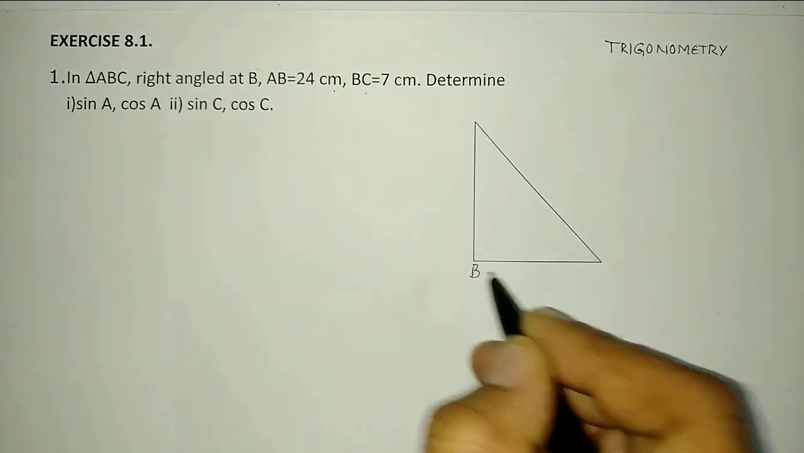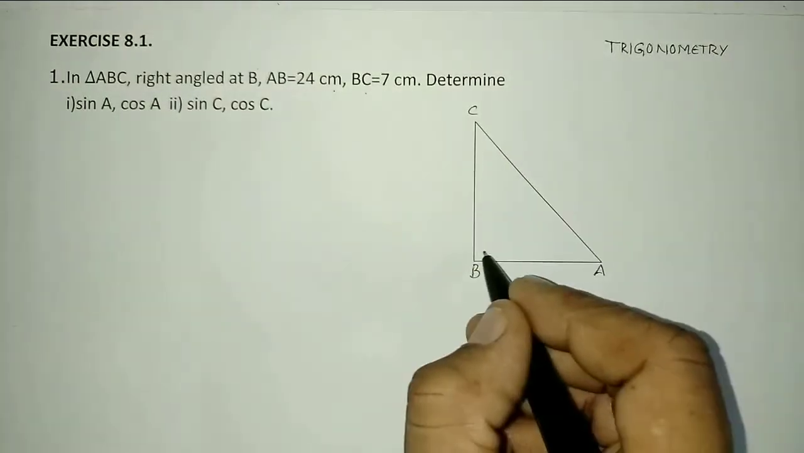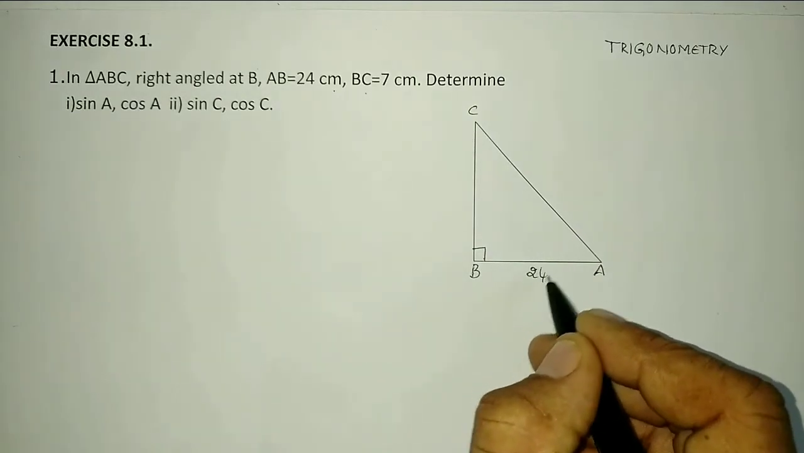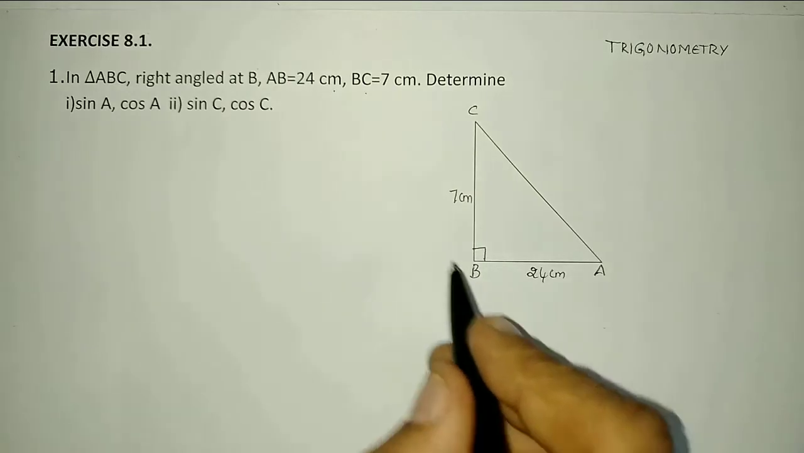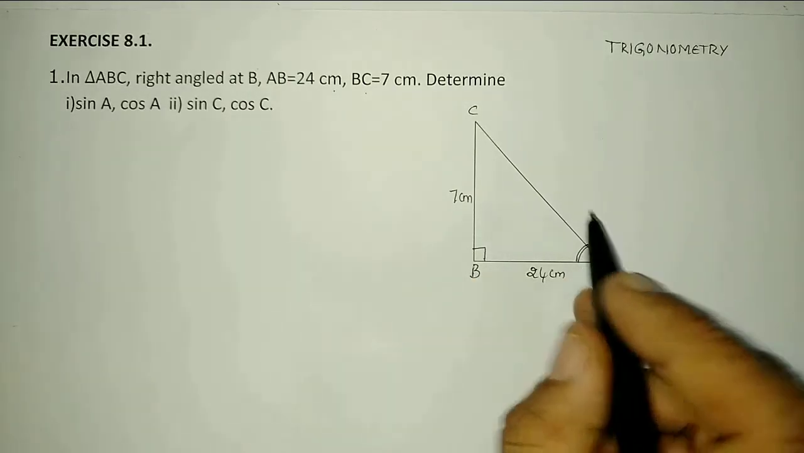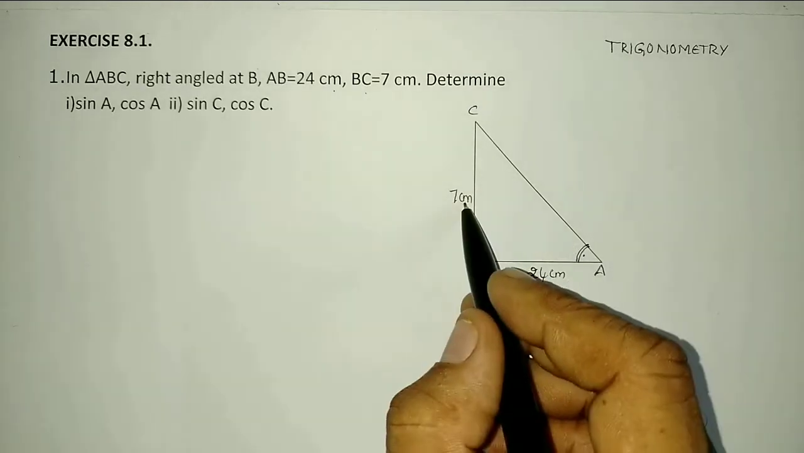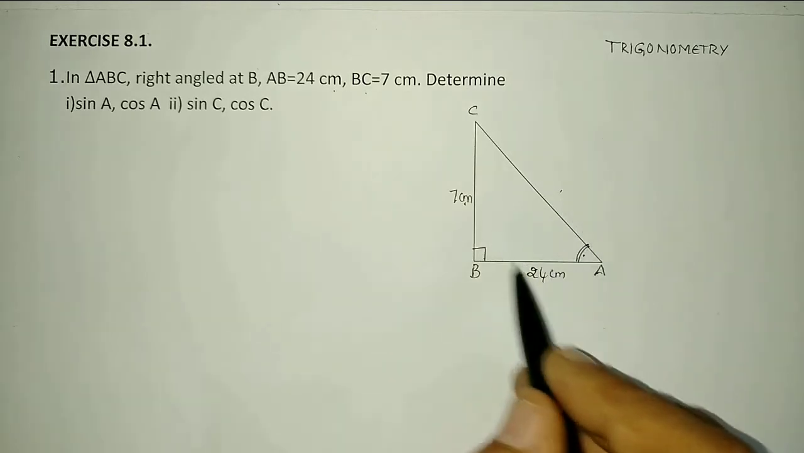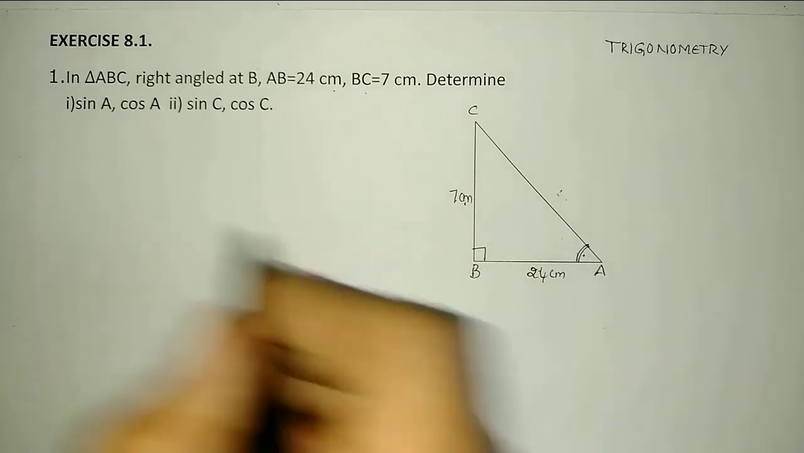Draw a right angle triangle ABC in which angle B equal to 90 and AB equal to 24 centimeters, BC equal to 7 centimeters. And you have to find sin A, cos A, sin C, cos C. Sin A means side opposite to A, that is BC by hypotenuse. But we know the length of AB and BC and we have to find length of AC.